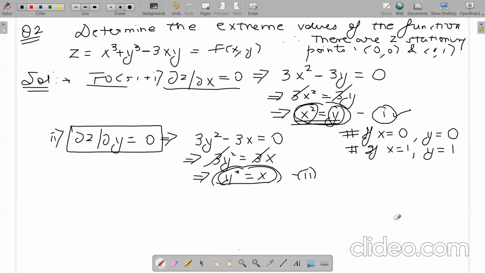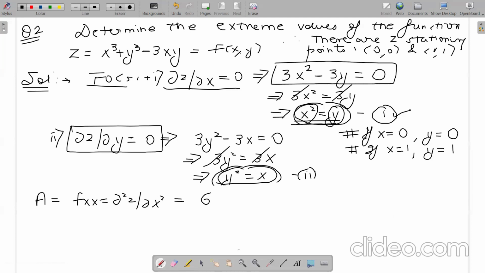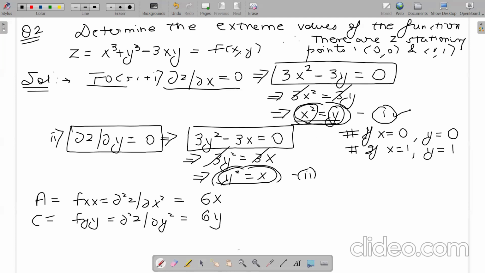And now let's work out fx. Let's work out a. What is a? Fxx, which is del square z by del x square. If I differentiate this further with respect to x, I get 6x. Okay. What is c? Fyy. This is del square z by del y square. How do I find del square z by del y square? Differentiate this further with respect to y, I get 6y.